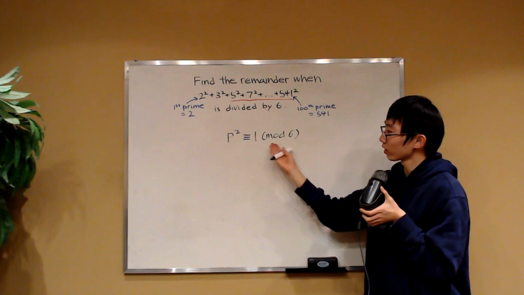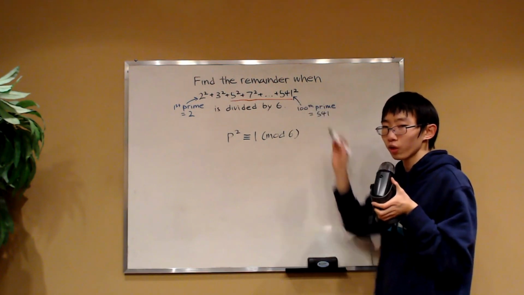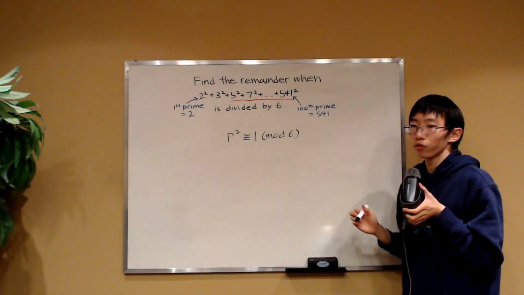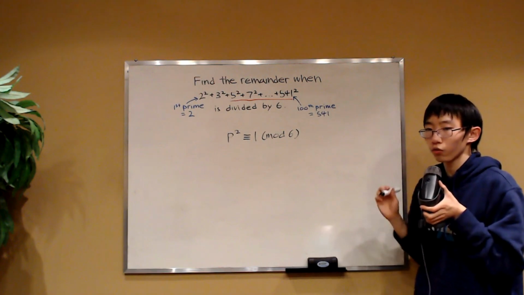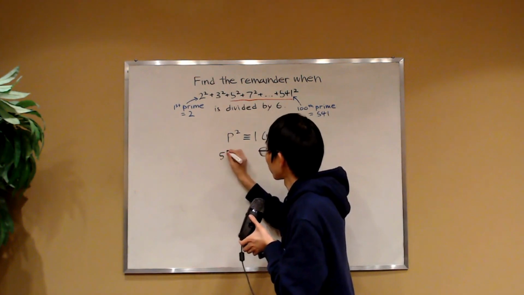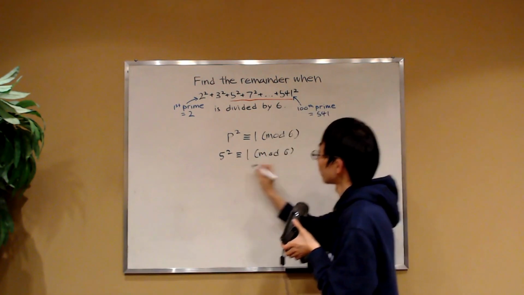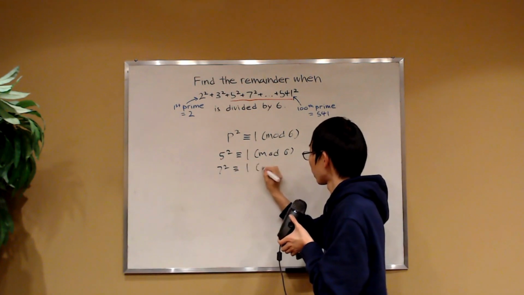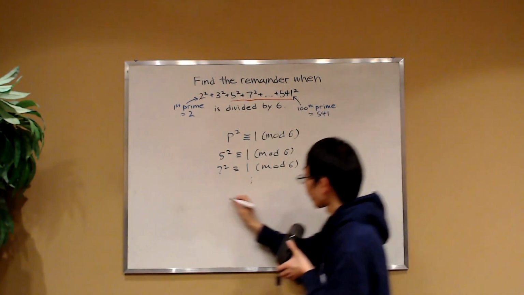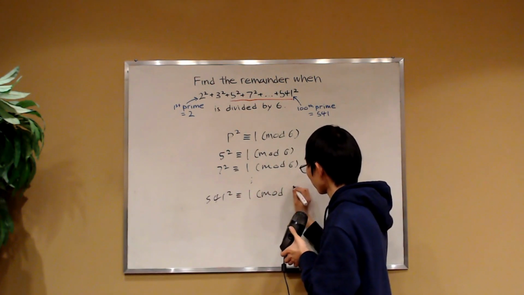So with this fact in hand, let's consider the sum from 5 squared all the way to 541 squared. We know that each of these terms must leave a remainder of 1 when divided by 6. So we can write that 5 squared is congruent to 1 mod 6, 7 squared is congruent to 1 mod 6, and all the way to 541 squared is congruent to 1 mod 6.